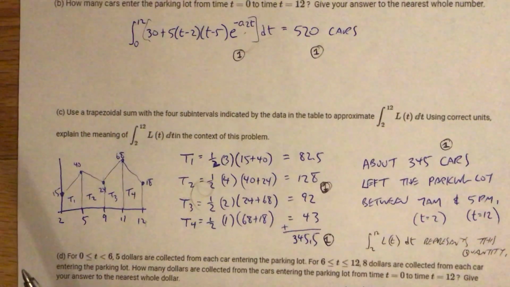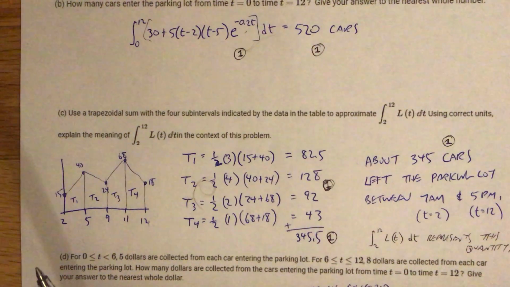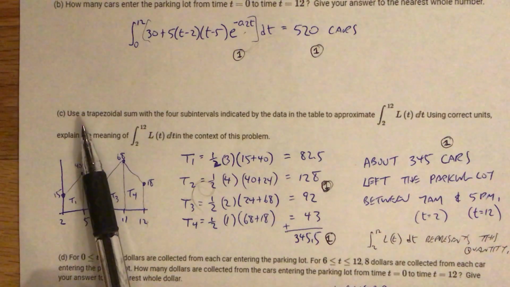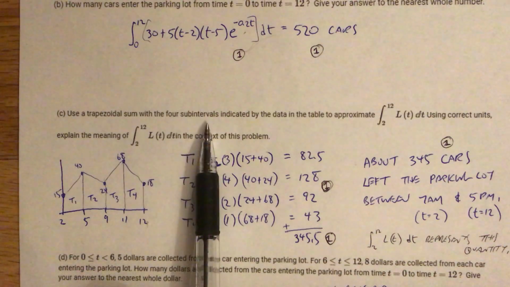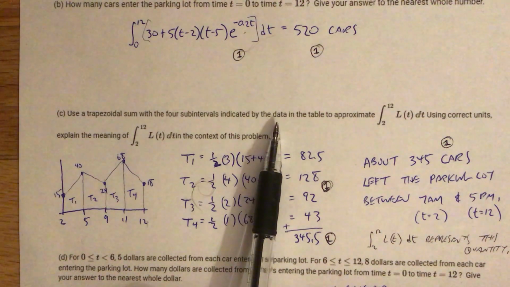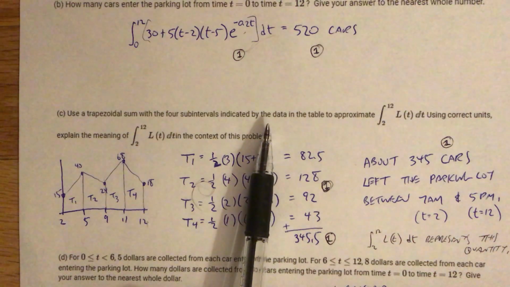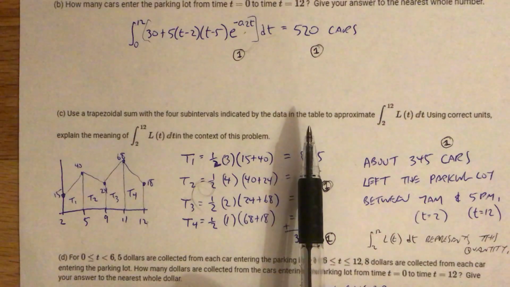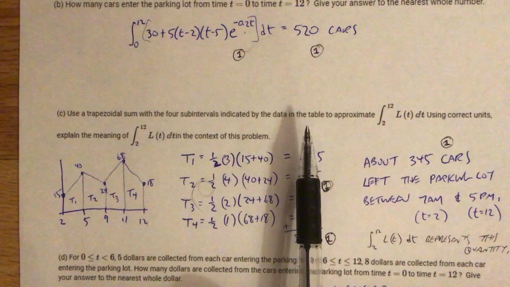Now they talk about the leaving function, which once again, we don't have an exact analytic form for, we just have the table. So they want us to approximate using a trapezoidal sum with 4 subintervals, indicated by the data in the table, because the table basically has 4 subintervals. Actually, correction, the table has, I think, 5 subintervals.